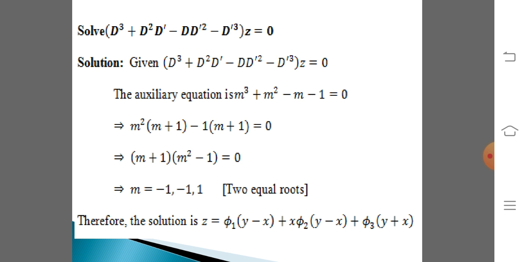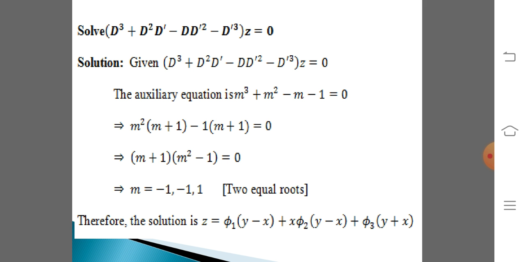So m plus 1 equal to 0 gives m equal to minus 1. Similarly, m² minus 1 equal to 0 gives m² equal to 1 or m equal to plus or minus 1. So ultimately, we get three roots, namely m equal to minus 1, minus 1, 1. Among these three roots, two roots are equal and one is different. So by using the rule for writing complementary function, now you can write the solution. So here also in this problem, the right hand side is 0. Therefore, complementary function itself is the solution.